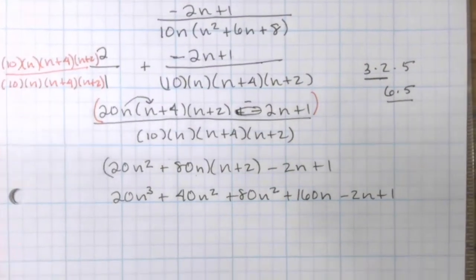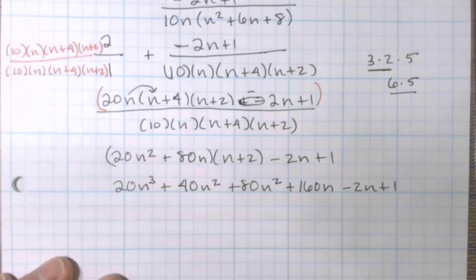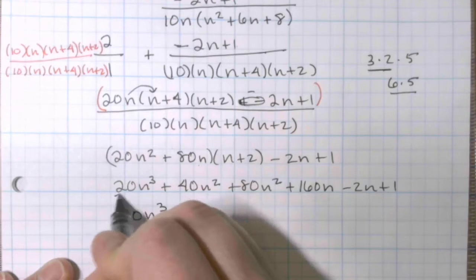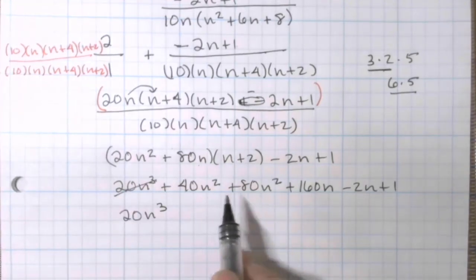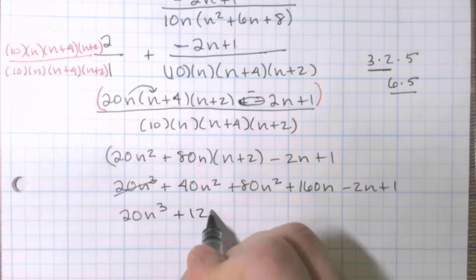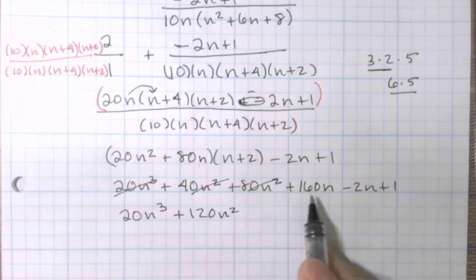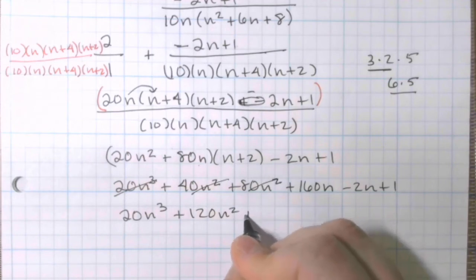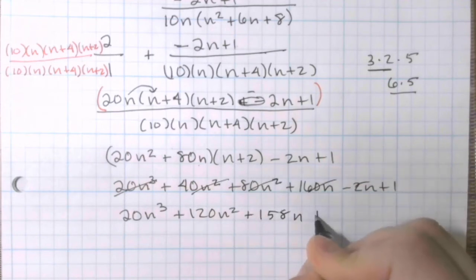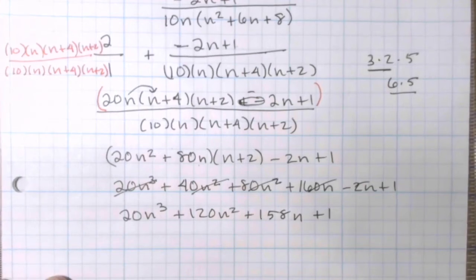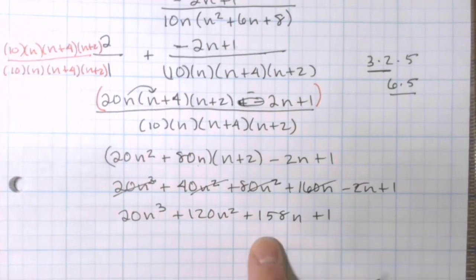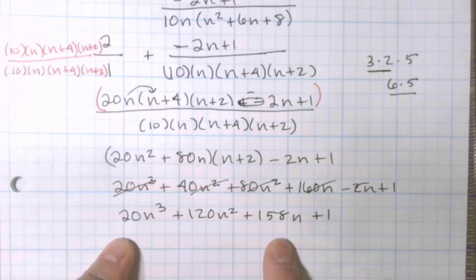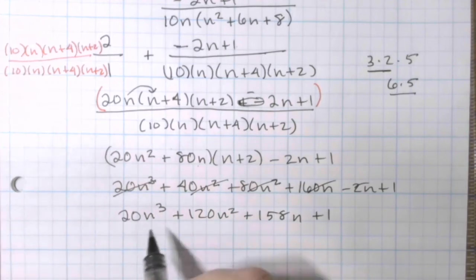Like before, I'm just going to work on the top, not worry too much about the bottom. So 20n cubed. Put your n squareds together. 80 plus 40 is 120 n squared. 160 minus 2n is 158n plus 1. This is a quadnomial, but I can guarantee it's not going to work out because the 158 is not a multiple of 20. It's not a multiple of 120. They have nothing in common. So that big ugly top is pretty much done.